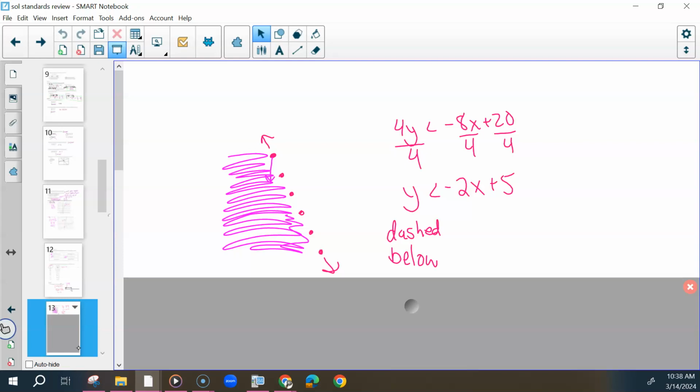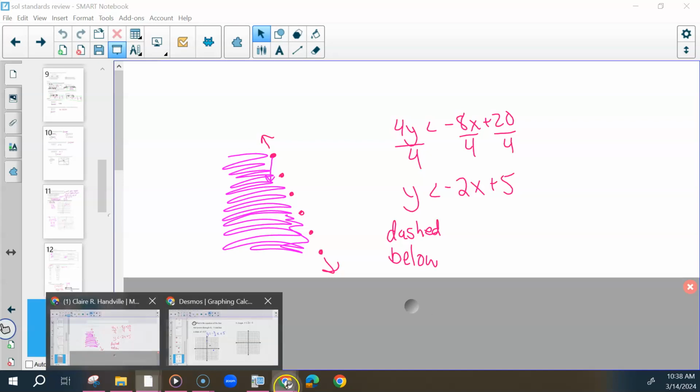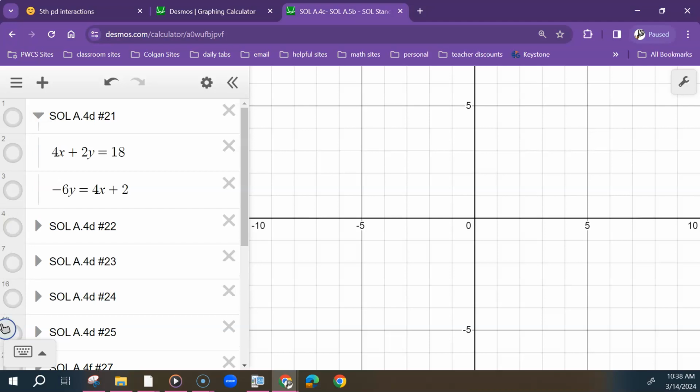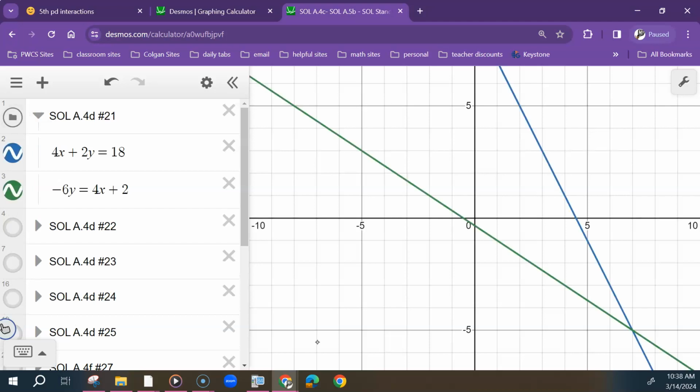I don't know if I mentioned this last class or not. The next sections that are due on Monday are 5C and 5D. Just those two are due on Monday. Before lunch, I'm going to show you some of the SOL tricks for this.